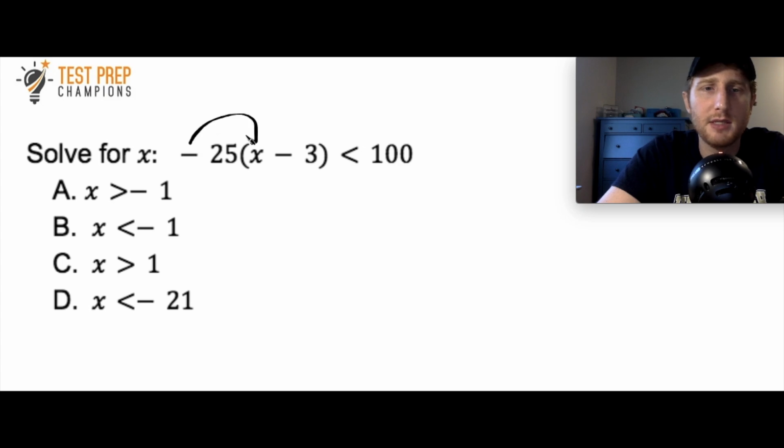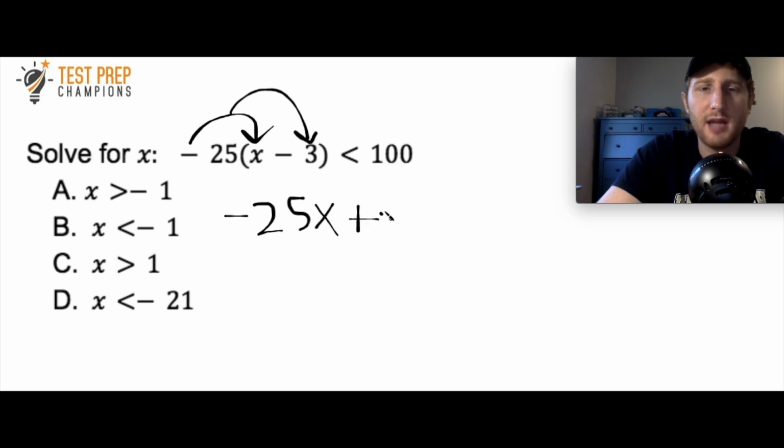Okay, so the way that I would start this is I'm going to distribute this negative 25. What that means is I'm going to do negative 25 times x, which gives me negative 25x. And next I'm going to do negative 25 times negative 3. I have to take into account the fact that a negative times a negative is going to give me a positive. So I have negative 25x plus 75 is less than 100.